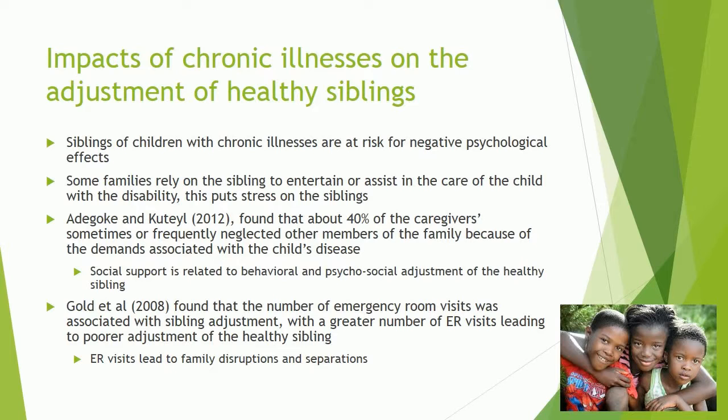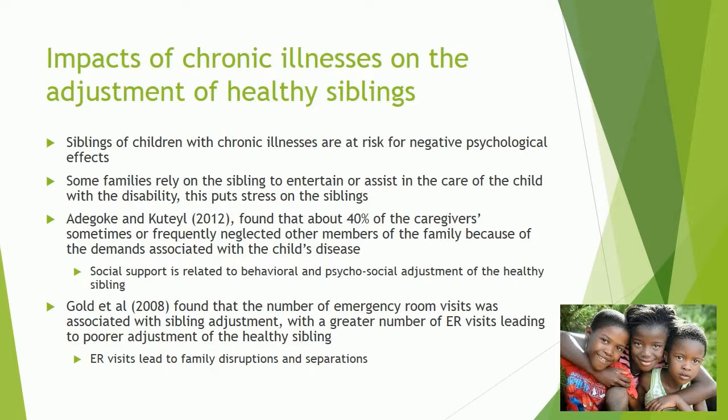A study conducted by Atago and Curtail found that about 40% of the caregivers sometimes or frequently neglected other members of the family because of the demands associated with the child's disease. Social support is related to behavioral and psychosocial adjustment of the healthy sibling.